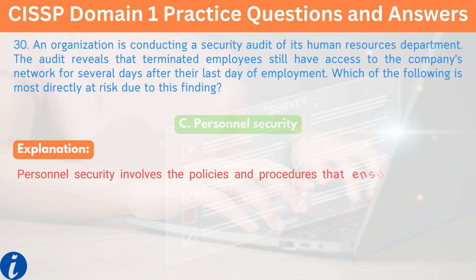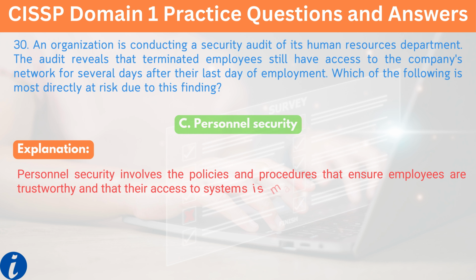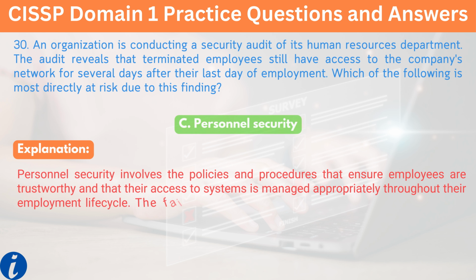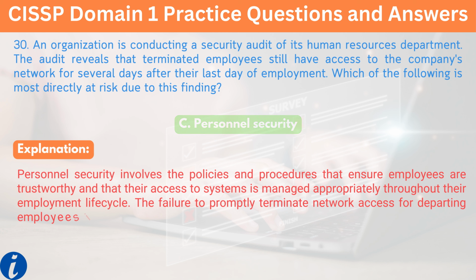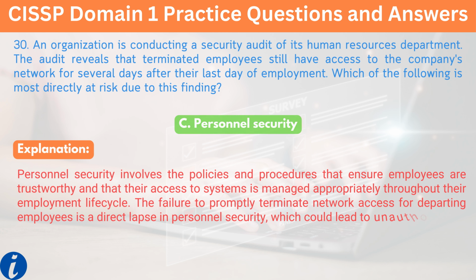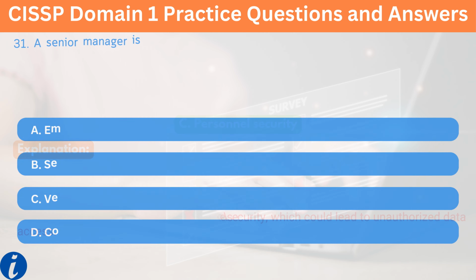Personnel security. Explanation. Personnel security involves the policies and procedures that ensure employees are trustworthy and that their access to systems is managed appropriately throughout their employment lifecycle. The failure to promptly terminate network access for departing employees is a direct lapse in personnel security, which could lead to unauthorized data access.